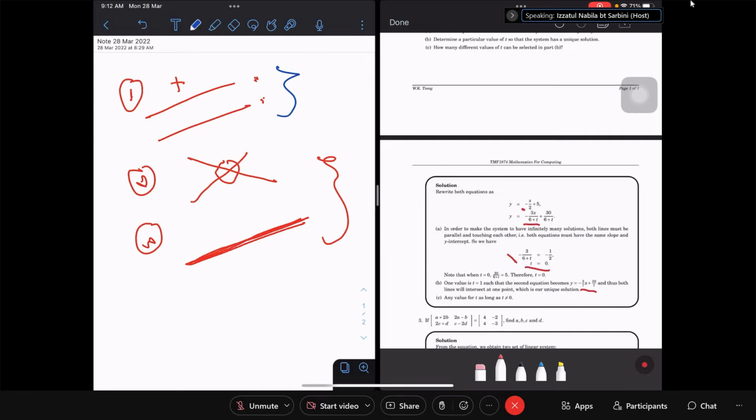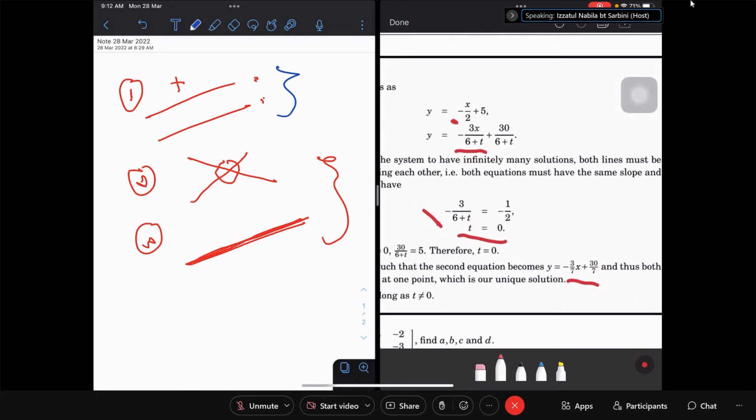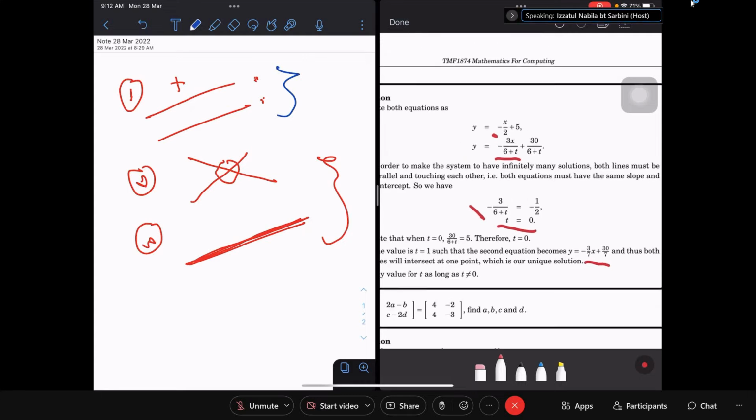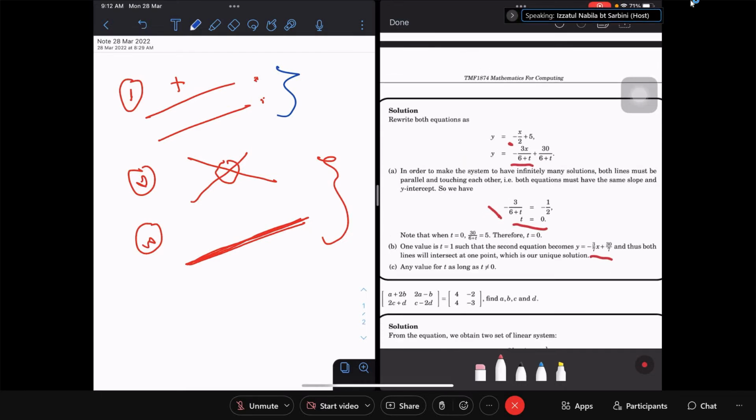Can you see this clearly? Let me zoom in a little bit. Okay, so the value for question B, for question number 2, one value can be t equals 1. It can be other values as well, as long as you can find the equations that intersect at one point, because you want a unique solution.